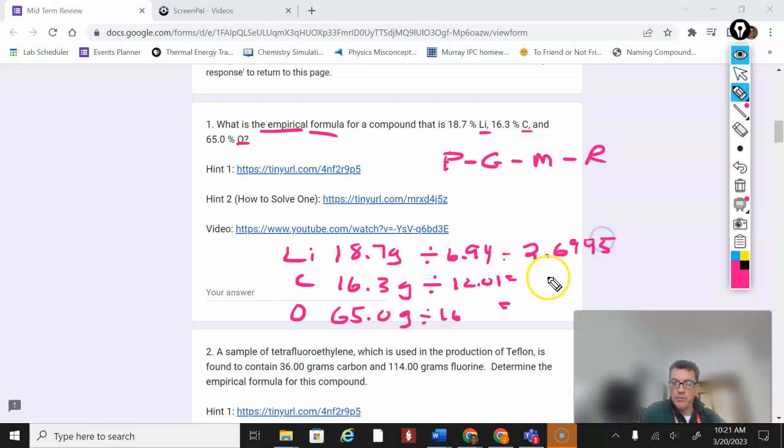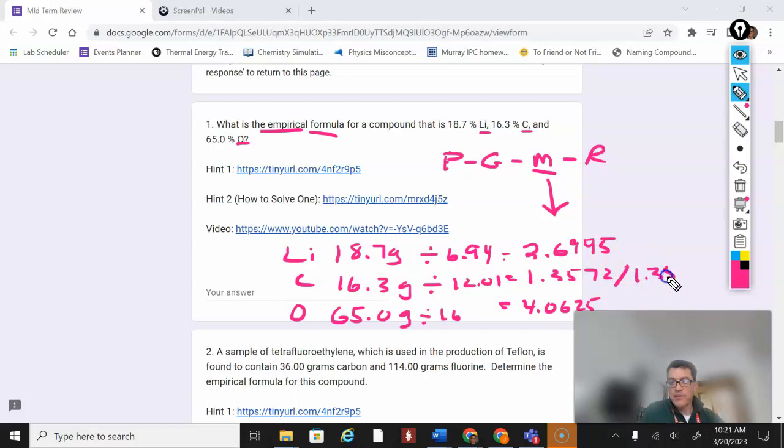So 2.6945, carbon 1.3572, oxygen 4.0625. And so this is the moles in each one. But again, these numbers are kind of hard to see. So what we want to do is divide each of these by the smallest of the terms to basically translate the ratio. So the smallest of these is 1.35.